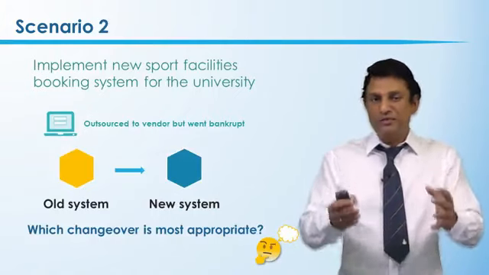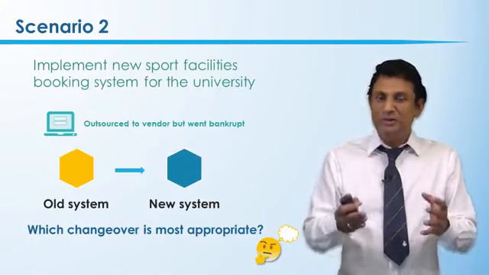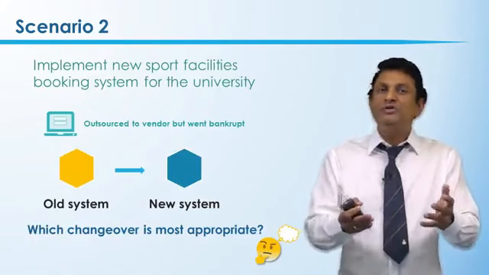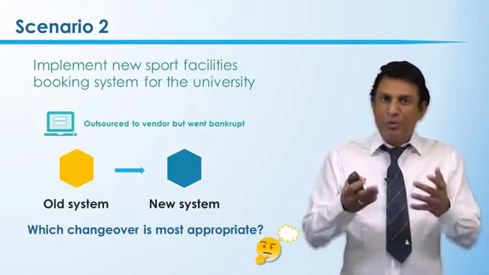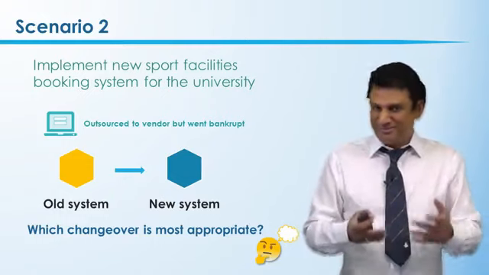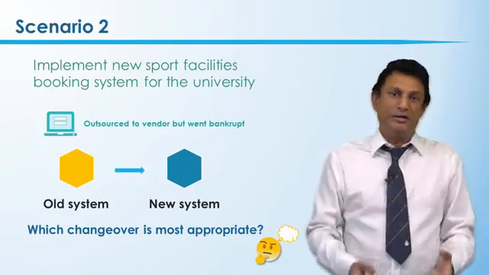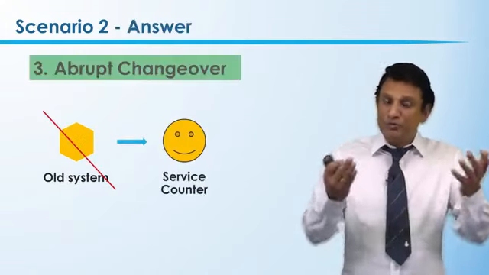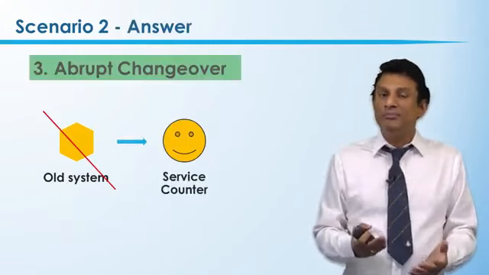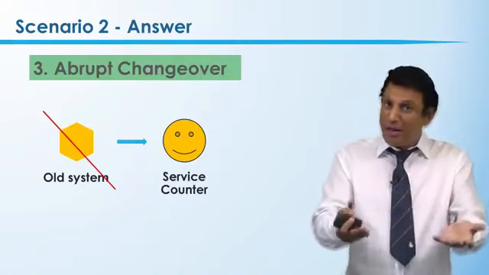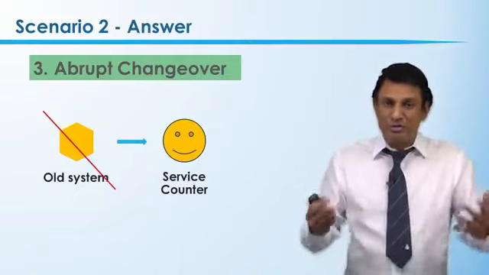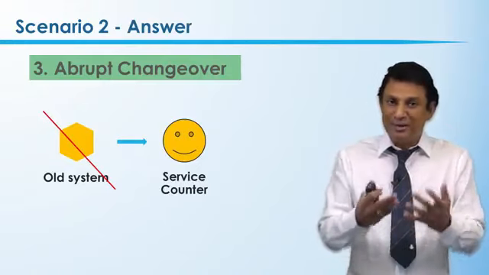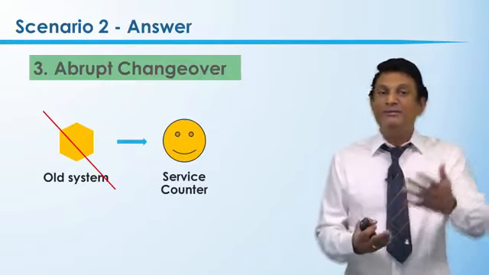Again, it's for you to look at scenario 2. Spend about 1 or 2 minutes to read it and make your own judgment which changeover method would be the best in this scenario. If the sport facility booking system is not available, of course, students are not going to be happy, that's for sure. But still, they can go to the counter. There's a counter for sports booking, so that they can fill in the form.